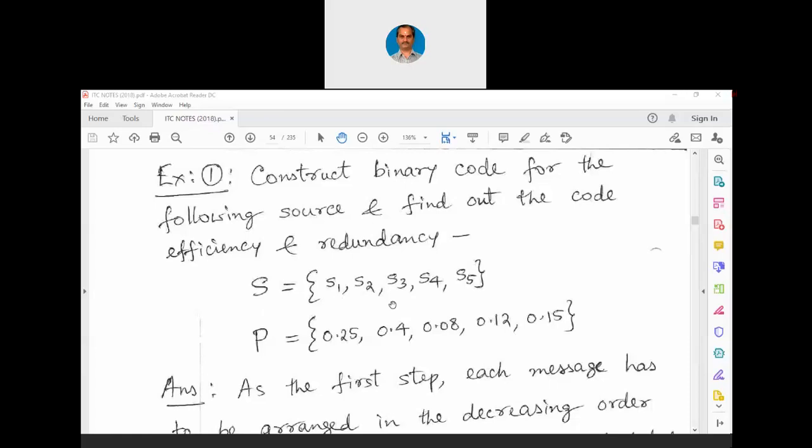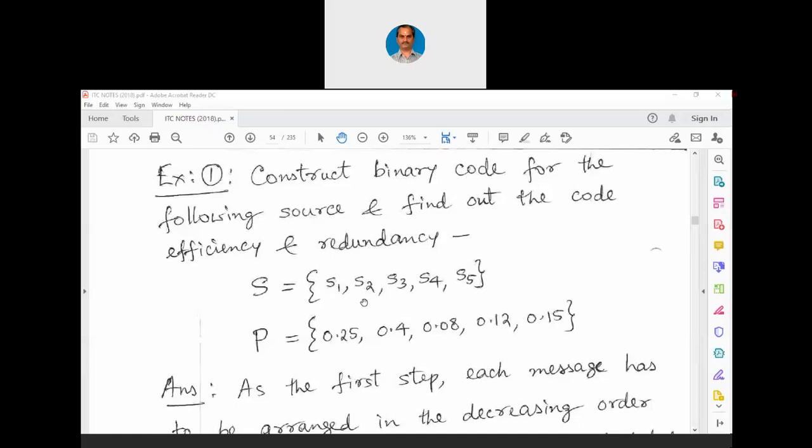Let us say the crow makes 5 distinct sounds. When it is normally simply cawing. Do we say cawing? I don't know. When it is normally simply making sound, that we can say it is around S1. That is the typical crow sound.